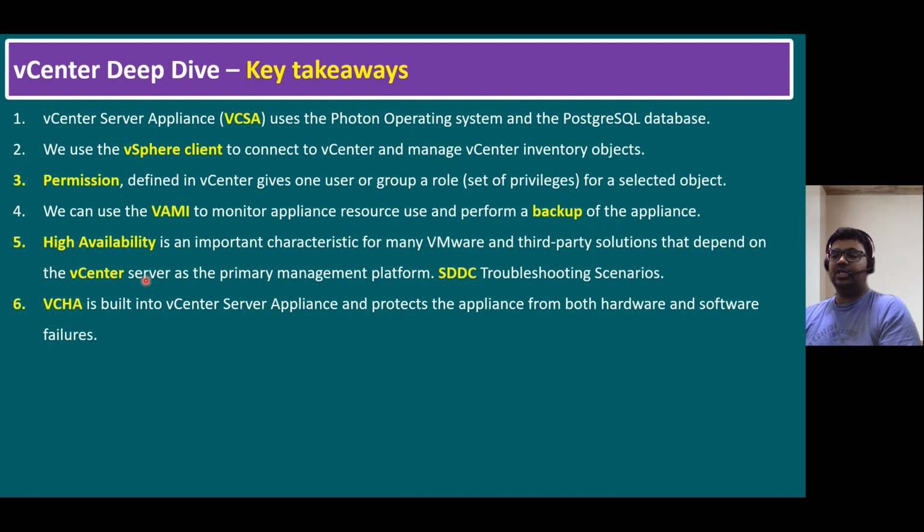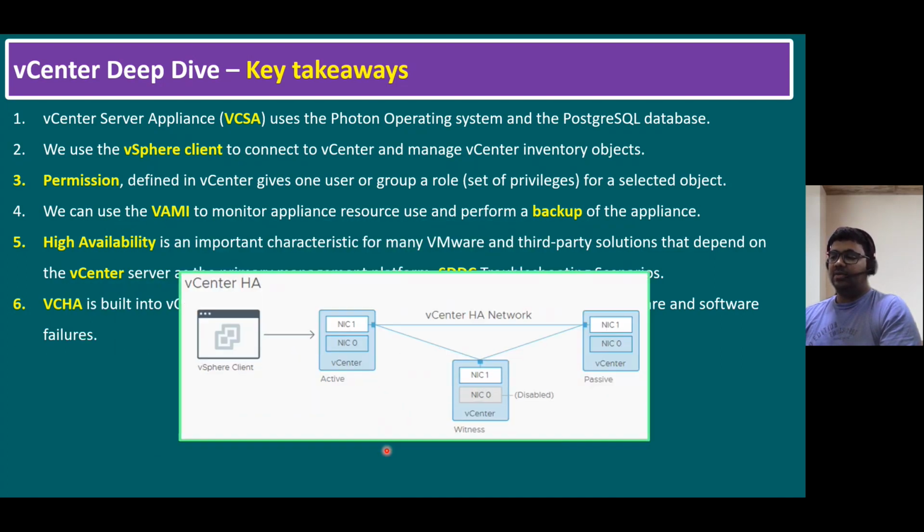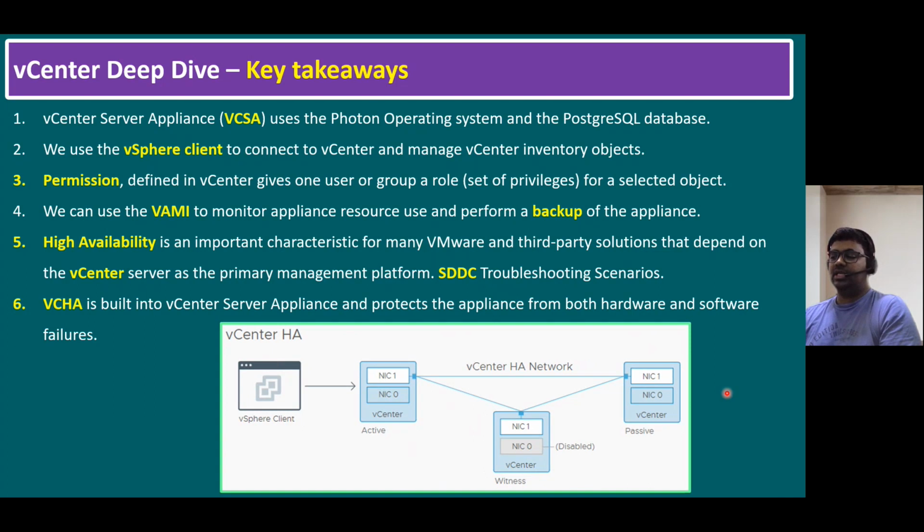vCenter is the primary management platform, and SDDC troubleshooting scenarios, we talked about the 10 troubleshooting scenarios. Those are all important scenarios. Okay. And VCHA is built into the vCenter server appliance and protects the appliance from both hardware and software failures. These are the key takeaways for today. And the high level diagram is, this is the diagram for VCHA. Okay. This is the architectural diagram. So you can just focus on these scenarios now, and any additional concepts like VCHA command line troubleshooting and also the VCHA reboot procedure and all, I will cover in the next session. Okay, that's it for today.